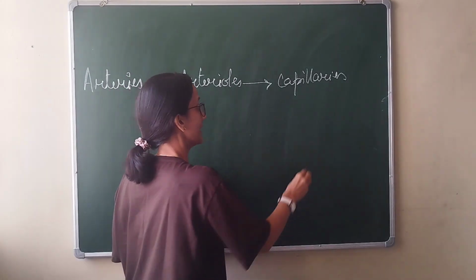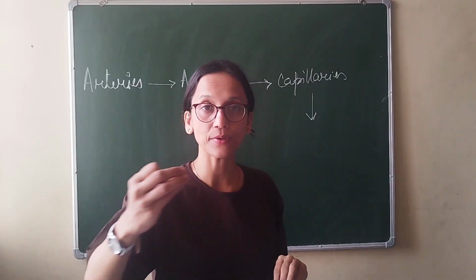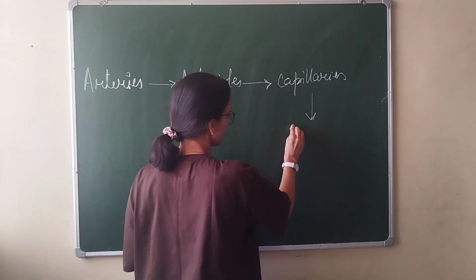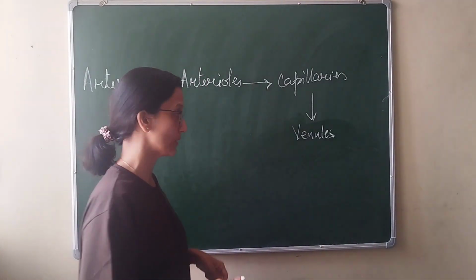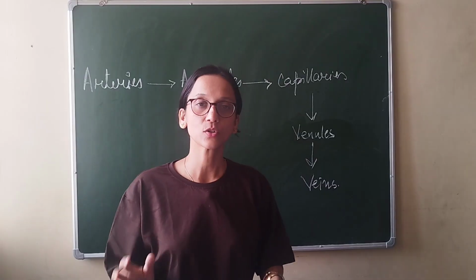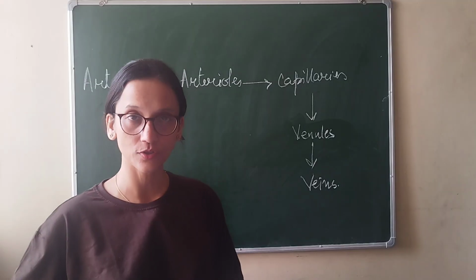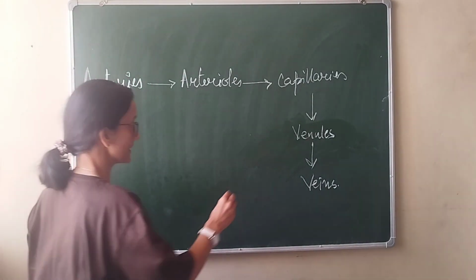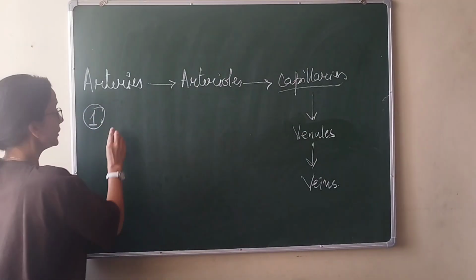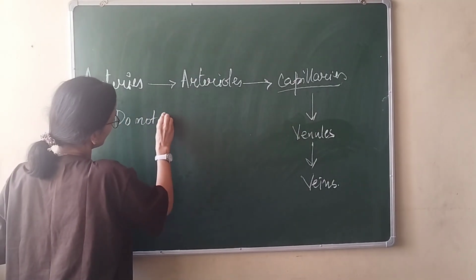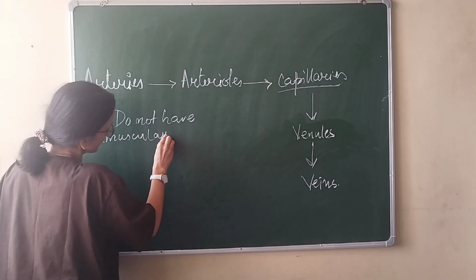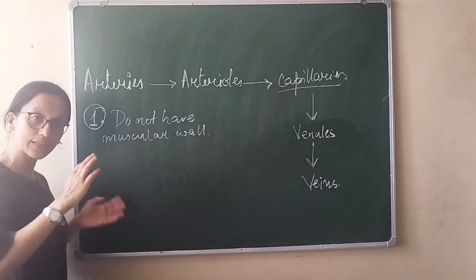ये जो capillaries हैं, they are very very thin. When these capillaries try to come out of the tissues, they again unite to form little thicker structure जिन्हें कहा जाता है venules. And these venules, they again unite further to form structure called veins. Let's quickly see what are the characteristic features of capillaries. Now, अगर हमें capillaries के बारे में समझना है, then number one characteristic feature of capillary is they do not have muscular wall. So capillaries के पास कोई muscular wall होता ही नहीं है, like we have seen in case of arteries and veins.